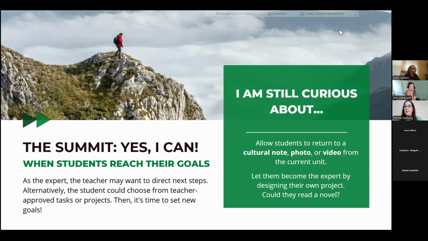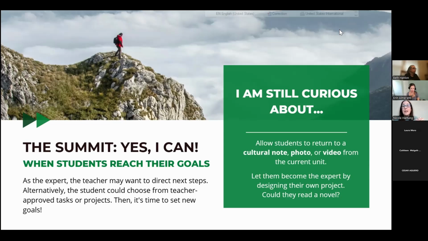Teacher, you are the expert, right? You can direct them if you want. You can direct them to a task. You can use something else on Voces if you want that's connected that you haven't used yet. You can let them choose a project. What I love to do is ask them, okay, what are you still curious about? You just learned about Chile and El Salvador. Which one of those countries would you like to go back to? And let them go back to one of the cultural notes, one of the photos, one of the videos or interviews, and let them dig deeper.